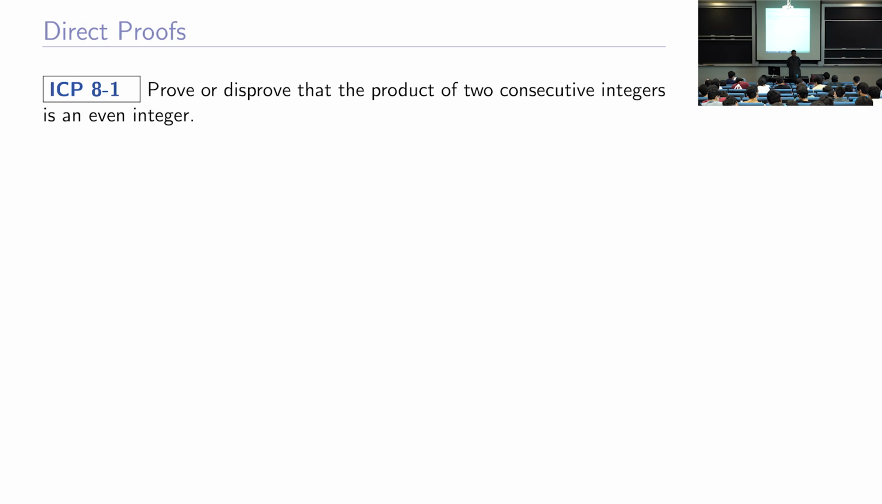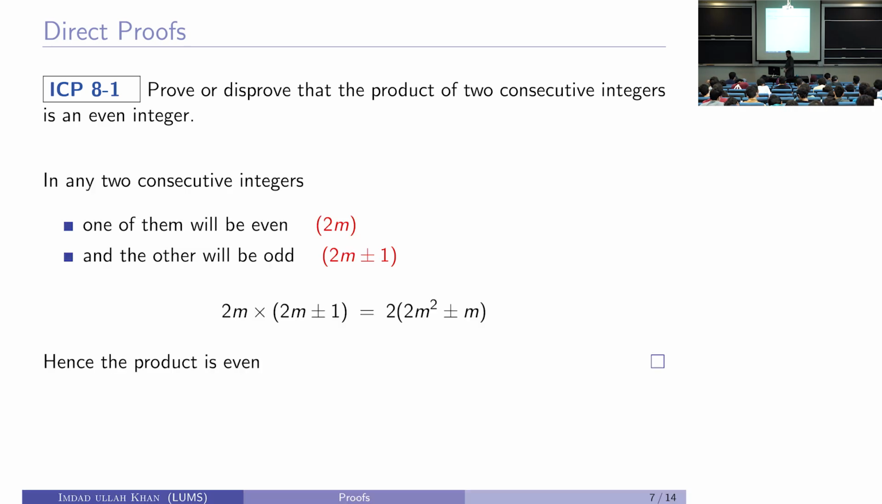Yes, you can substitute the word even with 2 times x, where x is an integer. Okay. So, prove that the product of two consecutive integers is an even integer. If two numbers are consecutive integers, then their product is an even integer. That is the statement, right?